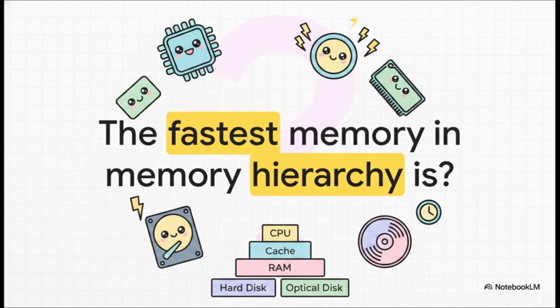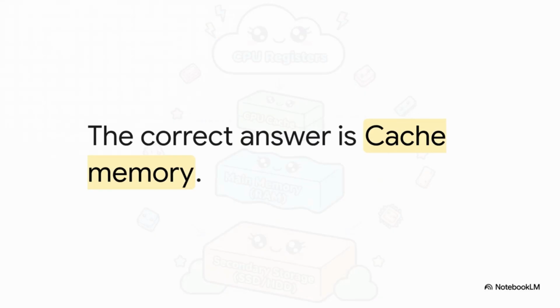Question 2. Out of the options provided here, the fastest memory in the memory hierarchy is A. Hard disk, B. Cache memory, C. RAM, or D. Optical disk. Think about which one sits closest to the CPU from this specific list. Go ahead and make your guess. The correct answer is B. Cache memory. Remember, it sits right there between the CPU and RAM, making it incredibly fast.